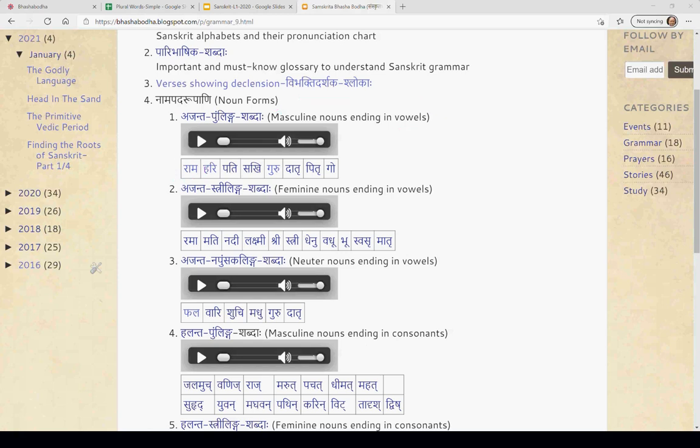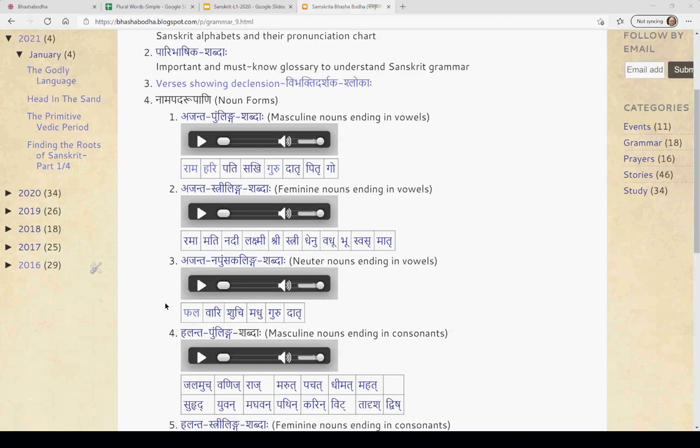So we'll have to look at this pattern to understand their forms. Similarly, if it is a Napunsakalinga word ending in A, we have to look at this one, Phala. The example is given here, Ajanta. Ajanta means ending in a vowel. Napunsakalinga means neuter. Neuter nouns ending in vowels. So our study words that fit this pattern are Phala, like Vana, Vatayana, Pustaka, Gruha.